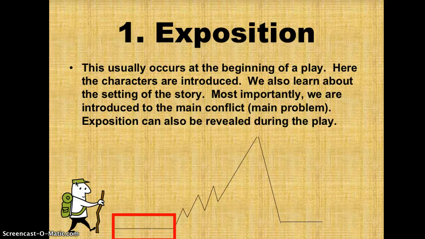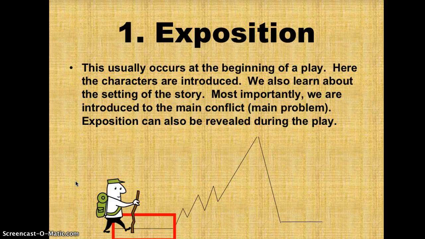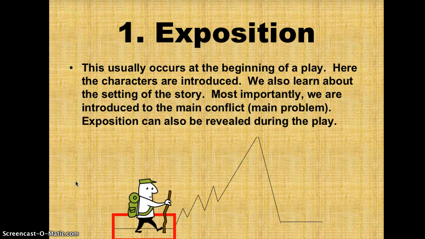So the first thing that we want to talk about is exposition. Exposition usually occurs at the beginning of a play, and here we find out about the story itself, what's happened so far, the characters that live in the play, the setting of the play. Most importantly, we are introduced to the main problem or the conflict. Exposition can also be revealed during the play. So let's take a quick look at The Wizard of Oz.